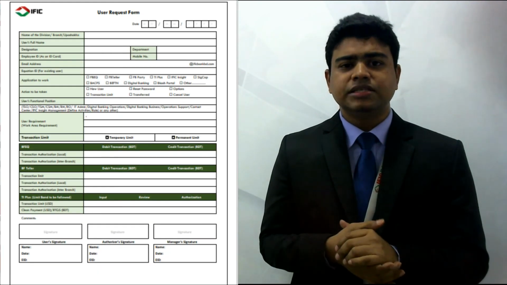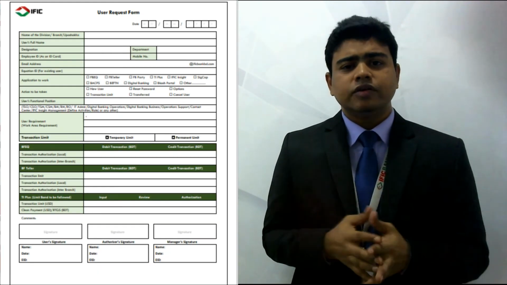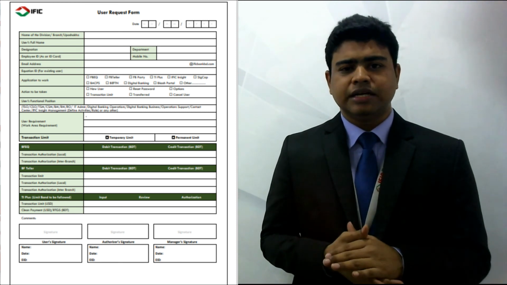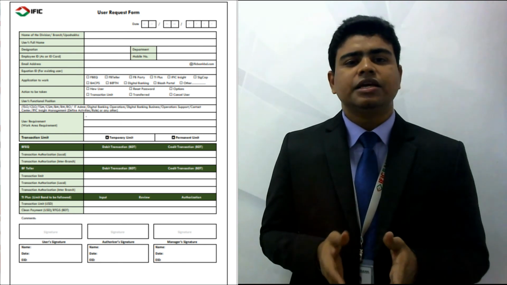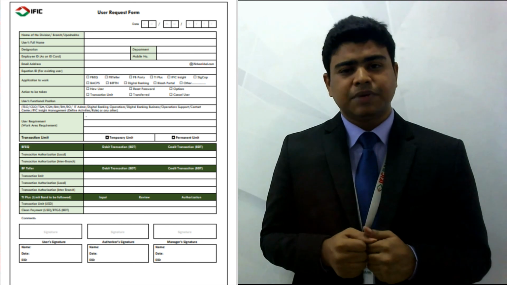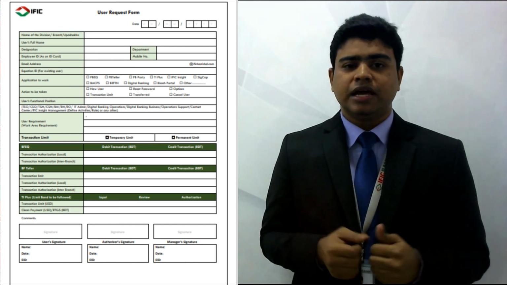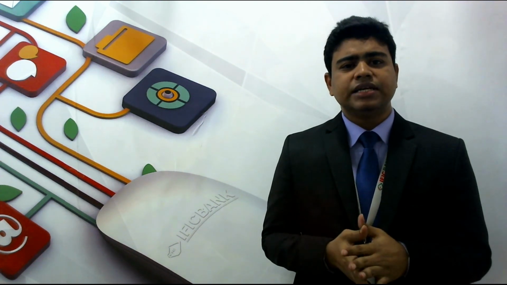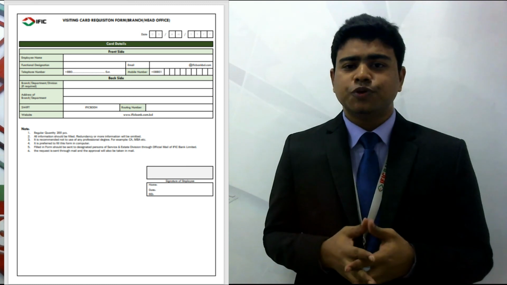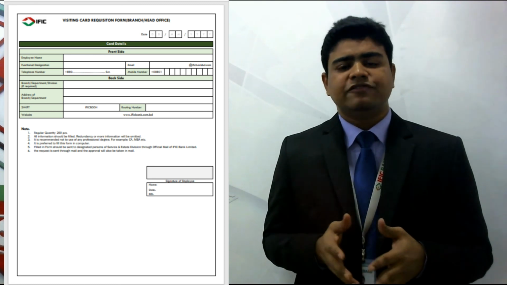The next form is user request form. User request form is needed to make a request to the IT department for user ID and password for different software and for different purposes, like MySys user ID, FBTLR ID and password, CCAP ID password, and etc. When an employee asks for a visiting card, we use visiting card requisition form. Here, we need to provide the information of the back and front side of the card.